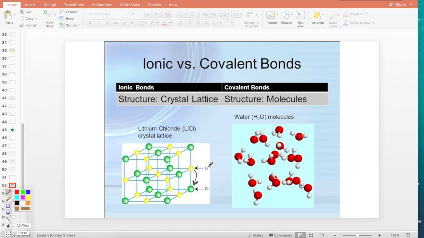Lithium is left with a positive charge, chlorine with a negative charge. We have a metal and a nonmetal. We have a metal cation, nonmetal anion. Of course, they're going to attract each other. And this happens to large numbers of these to form a crystal lattice. Not so with covalent compounds. Here, this is an example of water, H2O.